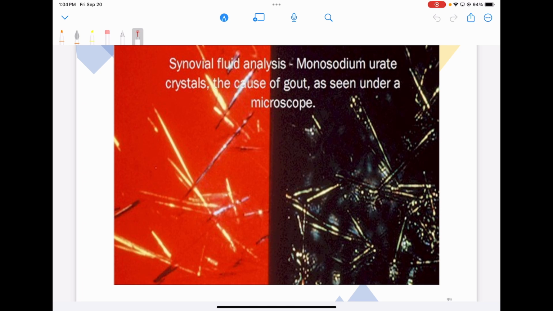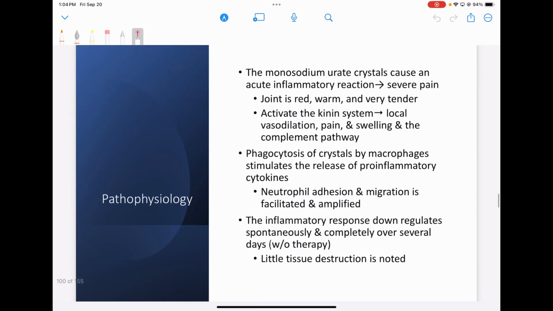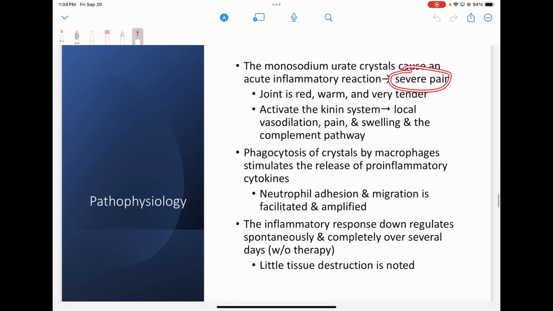Very, very sharp little needles that will cause pain. Think about having all these needles in your joint and you're trying to move it. They're going to cause pain every time you move. So severe pain. Okay, they call it exquisitely tender. So when you see the words exquisite tenderness, it means it's very, very painful in a very specific part of the body.